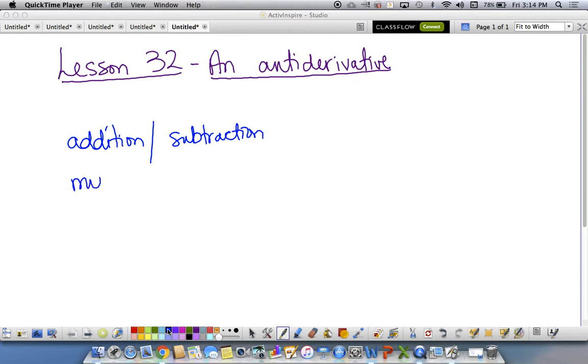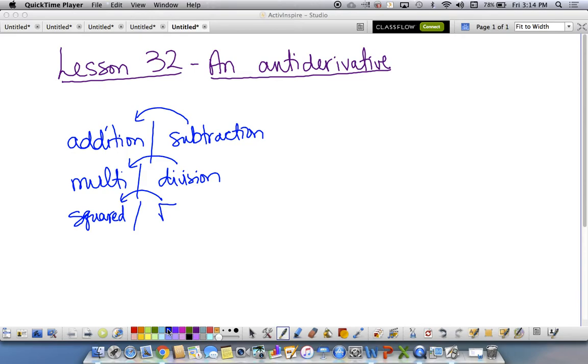What about multiplication? That's right, it's division. What about squares? If something is squared, what do we do? We take the square root. All of these pieces are inverse operations. The inverse operation of subtraction would be addition. Division would be multiplication. Square root, we would just square it. We can go back and forth. One undoes the other.